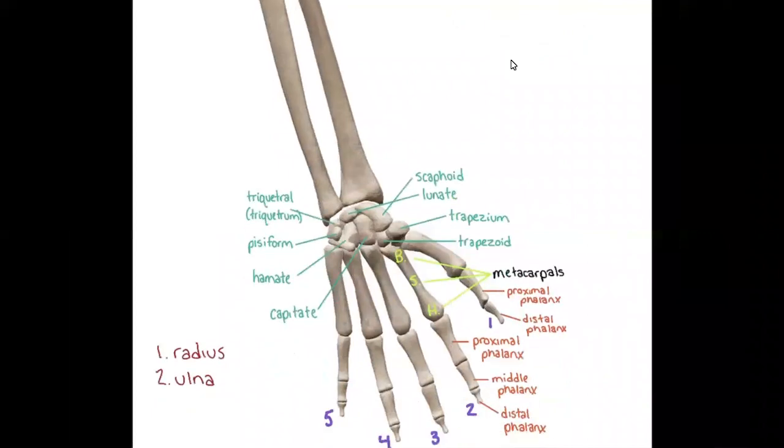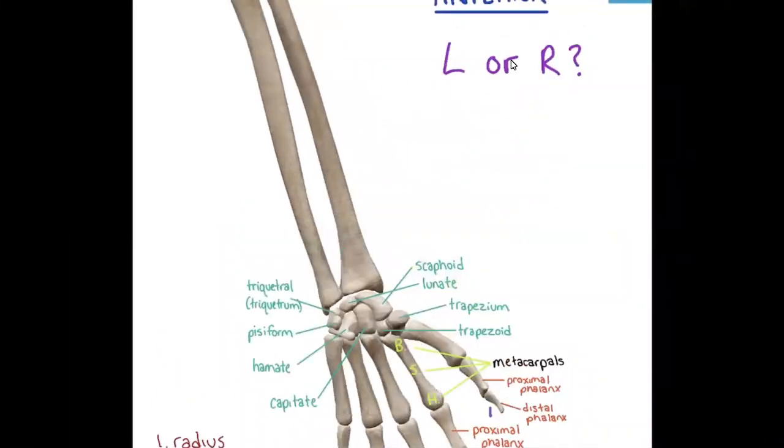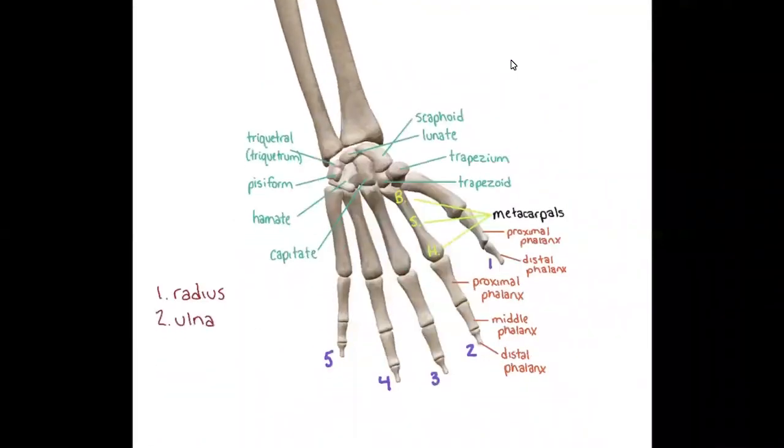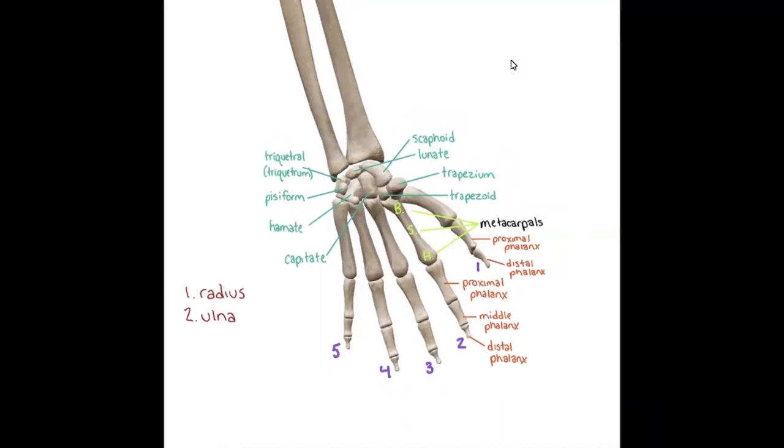We also have a left or right question up here. Sorry, I almost forgot to answer that. This is going to be a left hand. The way we tell that is, like I said, we know this is an anterior view. Orient yourself, use your imagination, put that hand on your left side where it belongs. You know that this here is the first digit, your thumb. So based on anatomical position, with your palms facing forward, you know that this has to be a left hand.